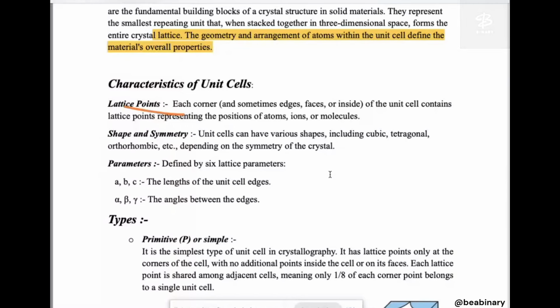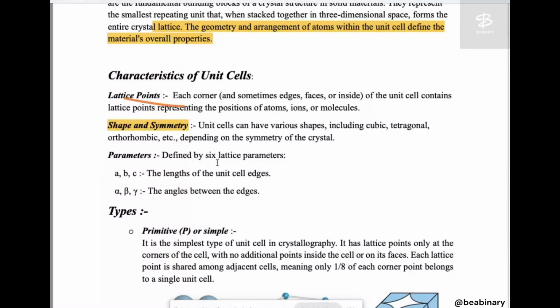Next one is shape and symmetry. A unit cell can have various shapes, including cubic, tetragonal, and orthorhombic. There are lots of them; we will discuss them later on, depending on the crystal systems, I mean how the crystal has been made. According to the crystal, there would be a symmetry or asymmetry. These six things we need to know.